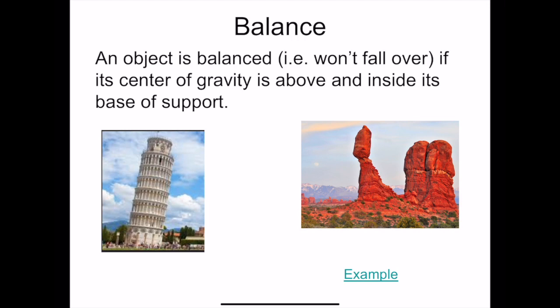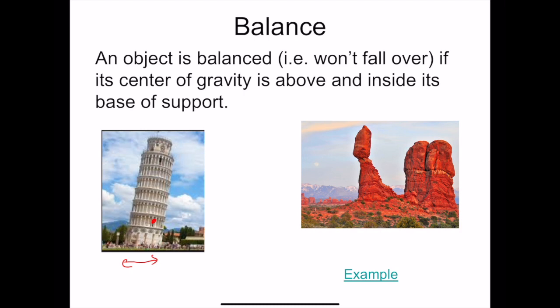Here are some examples. This is the Leaning Tower of Pizza. It's actually pronounced Pizza, even though the spelling is P-I-S-A. The pronunciation is P-I-Z-Z-A. Okay, so that's the Leaning Tower of Pizza. You can see the base of support right here. The center of mass of the tower is going to be somewhere over here, and it's still above the base of support, so it's not in danger of toppling over.